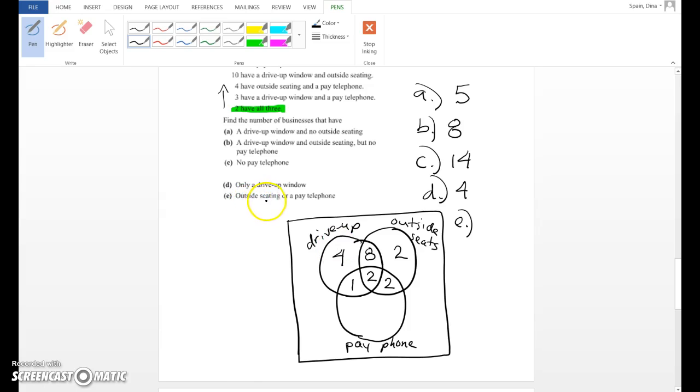And outside seating or a pay telephone. Or means union. Outside seating are all of these. Pay telephone were all of these. So, or is the union of all of those.